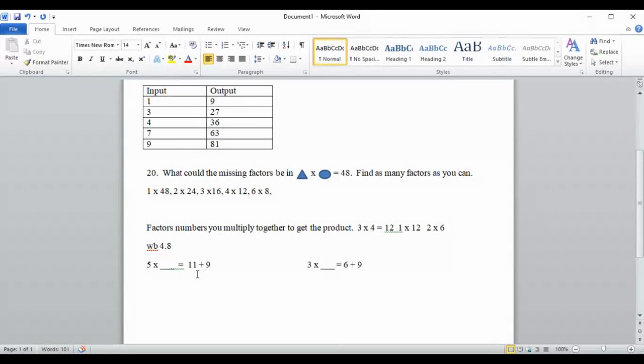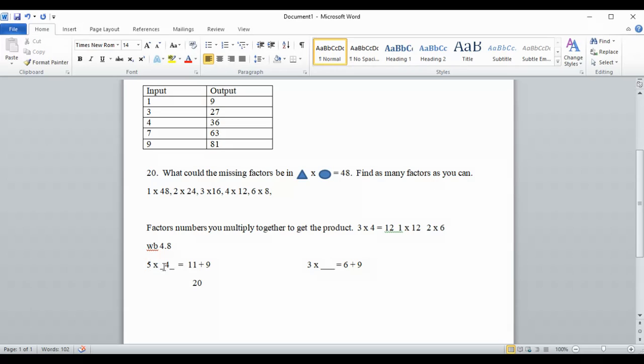So we have to figure out the part that we know. We can figure out 11 plus 9. And what is 11 plus 9? Well, 11 plus 9 is 20. We have to ask ourselves, if this side equals 20, what can we put over here to make this side equal 20? 5 times what will equal 20? I hope you said 4. So now this side equals 20. 5 times 4 is 20, and 11 plus 9 is 20. So what you need to put there is a 4.